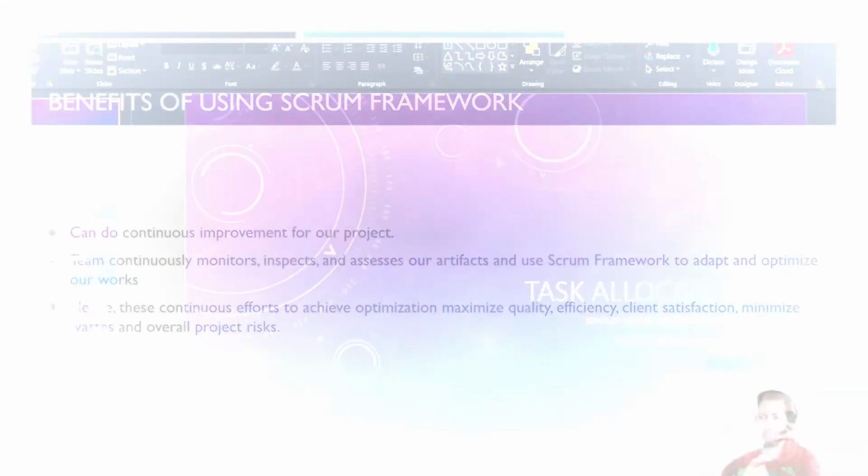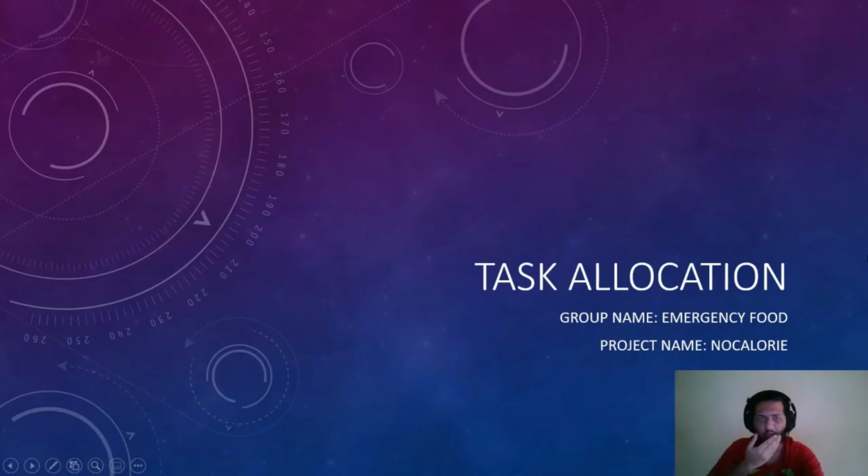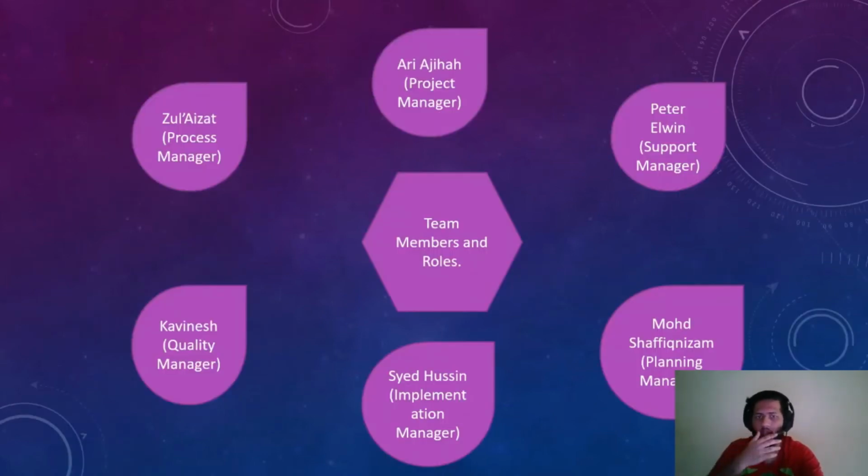Thank you. Hello, my name is Kavinesh Anthony Thomas, matrix number 666345. So I'm going to start with the task allocation for the project. Our team consists of 6 members: Ari Ajiha, Peter Elwin, Muhammad Shafiq Nizam, Syed Hussein, Kavinesh, and Zul Aizat.